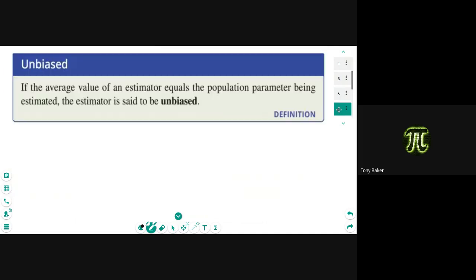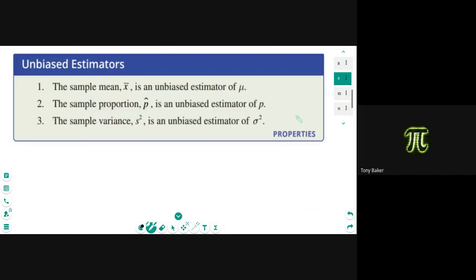All right. The unbiased parameters, if the average value estimate equals the population parameter, is considered to be unbiased. The three unbiased estimators are the sample mean is an unbiased estimator of mean. So if we find a sample mean, we can use that to determine the population mean. The proportion and variance, and by extension, standard deviation, because standard deviation is just the square root of the variance. Okay, so these are the three unbiased estimators.